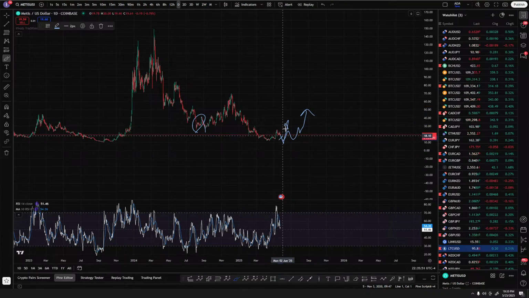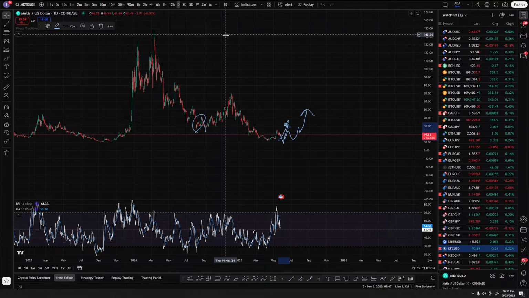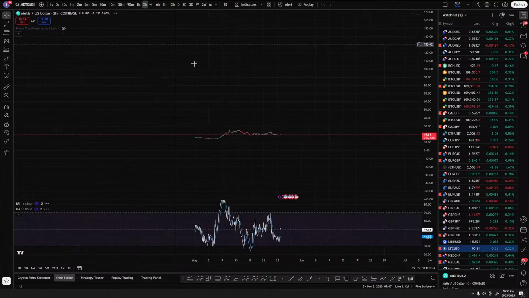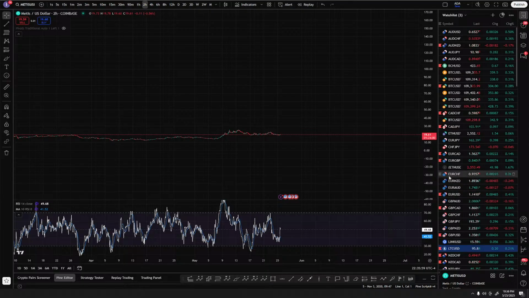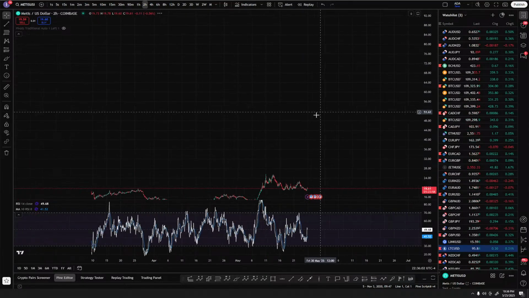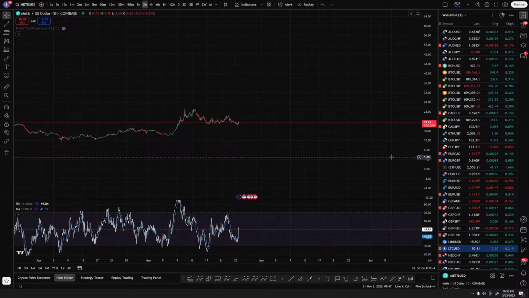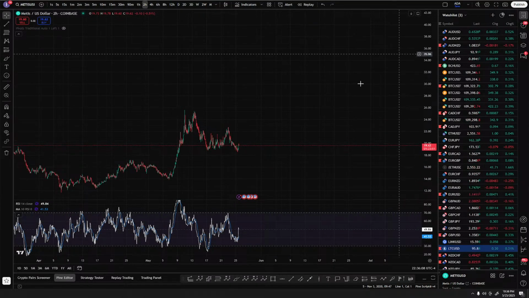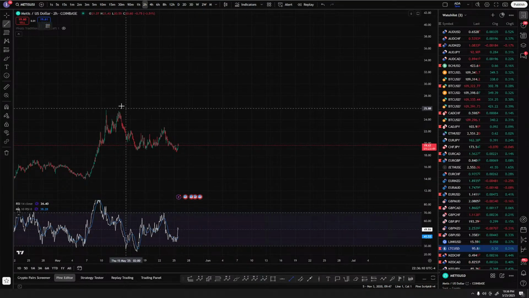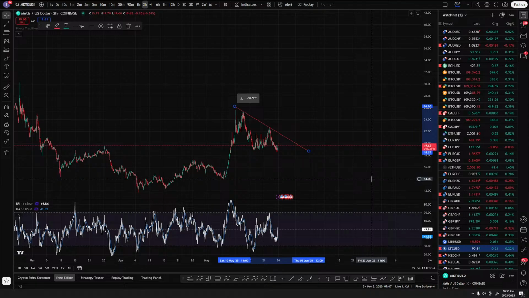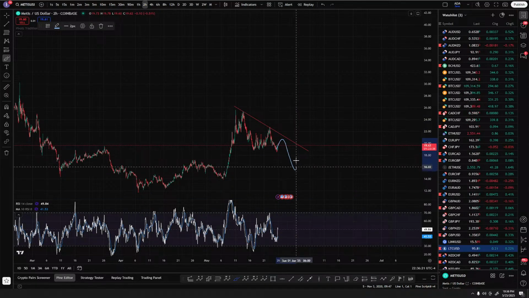Yeah, so this doesn't look ready. But I'll tell you this. When do I get more bullish in the small time frame? Yeah, if that breaks to the upside, I get more bullish. Right now, this looks down.